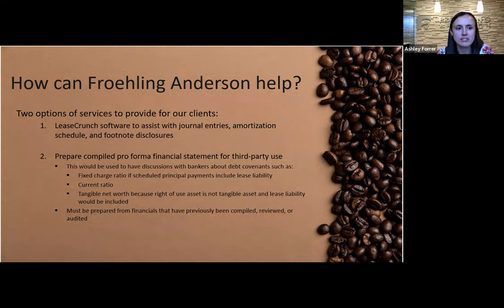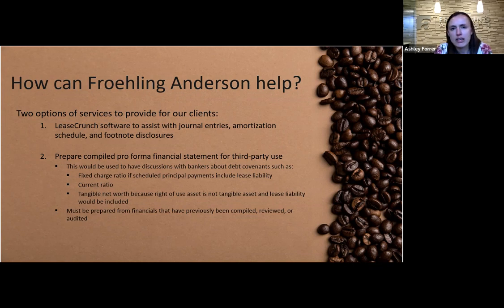So it's very nice. The Lease Crunch software is something that we're using for all of our clients to do this. So that's one way to do it, as opposed to calculating and coming up with your own amortization schedule for the leases. Another thing we can do is preparing compiled pro forma financial statements for third-party use.